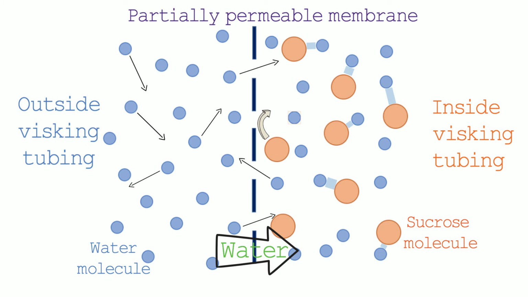The more dilute solution is pure water, and this is on the outside of the Visking tubing, which on this diagram is the left, and the less dilute solution is the sucrose solution, and this is inside the Visking tubing, or on this diagram is on the right.